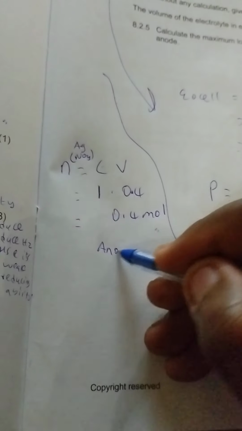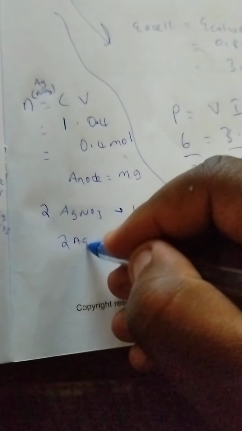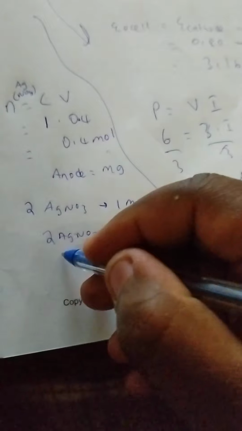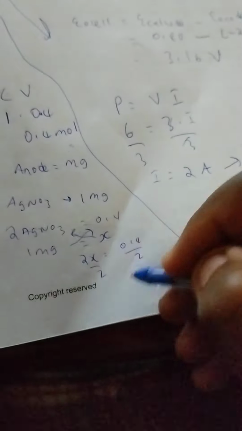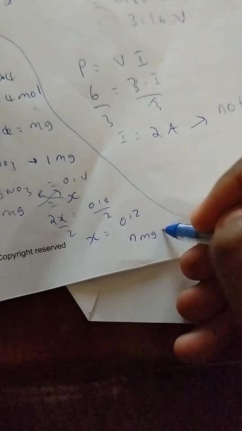Then remember, the question is asking us to find the maximum loss at the anode. At the anode we're having magnesium, so they need us to find the magnesium now. What is the ratio in the balanced equation? For 2 of AgNO3, we are forming 1 Mg, so the 2:1 ratio. For every 2 AgNO3, which is 0.4, 1 Mg will form x. By cross multiplication, 2x gives 0.4, then I divide by 2, and x is 0.2, meaning the number of moles of Mg will be 0.2 moles.